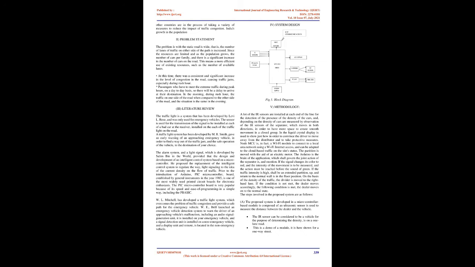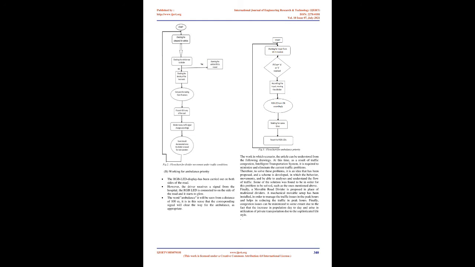2. Problem statement. The problem with the static road is widening, that is, the number of lanes of traffic on either side of the path is increased. Since the resources are limited and as the population grows, the number of cars per family and the number of cars on the road increase significantly. This means a more efficient use of existing resources, such as the number of available lanes is needed. At this time, there was a consistent and significant increase in the level of congestion on the road, causing traffic jams, especially during rush hour.